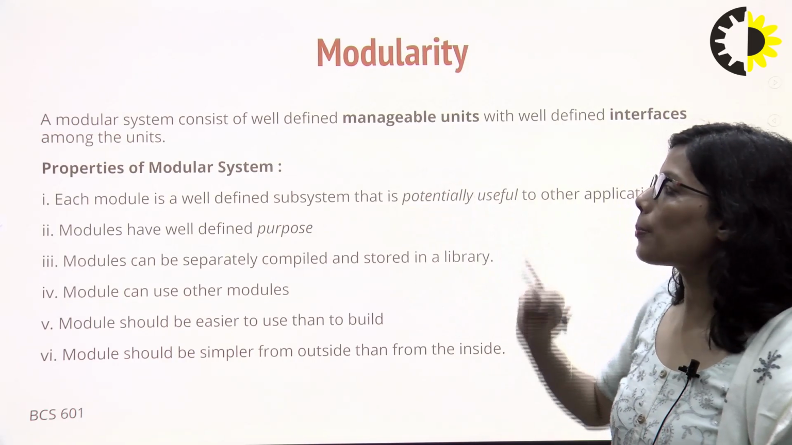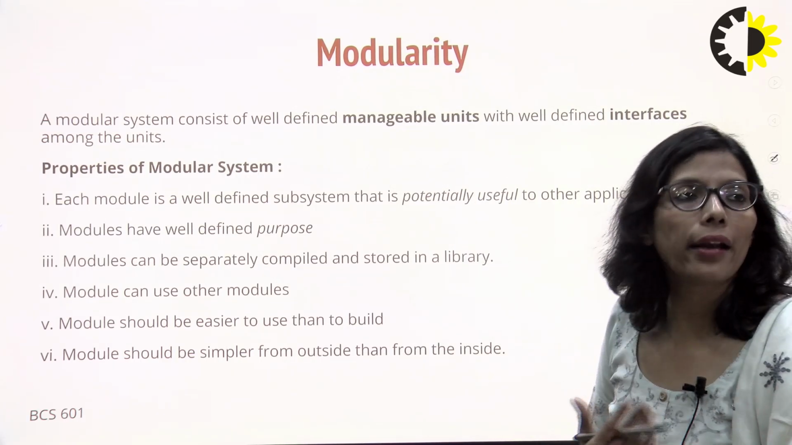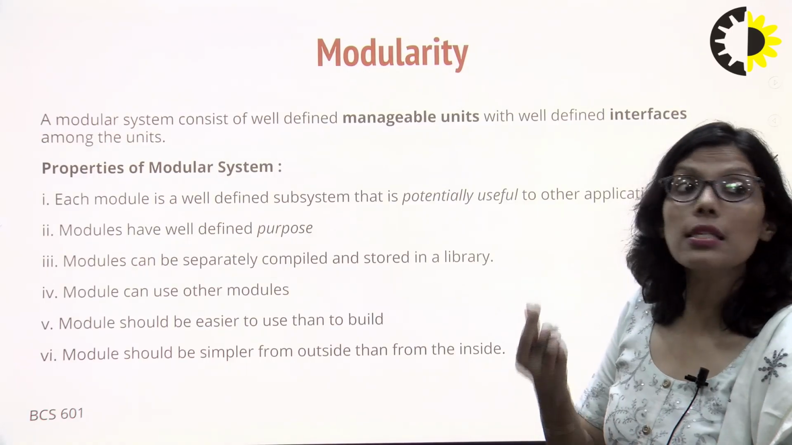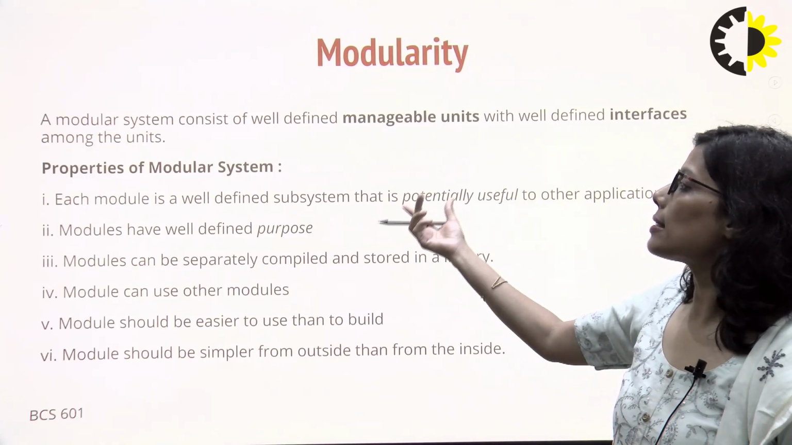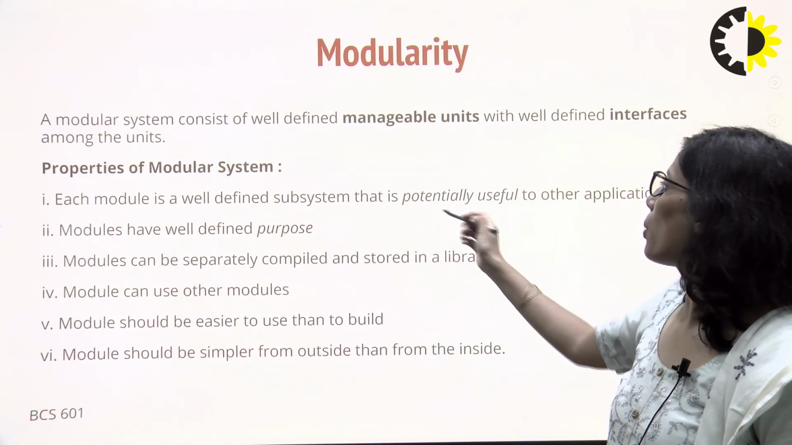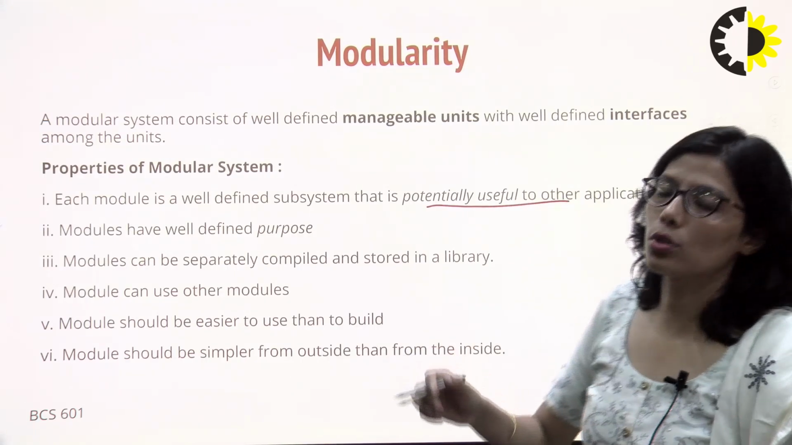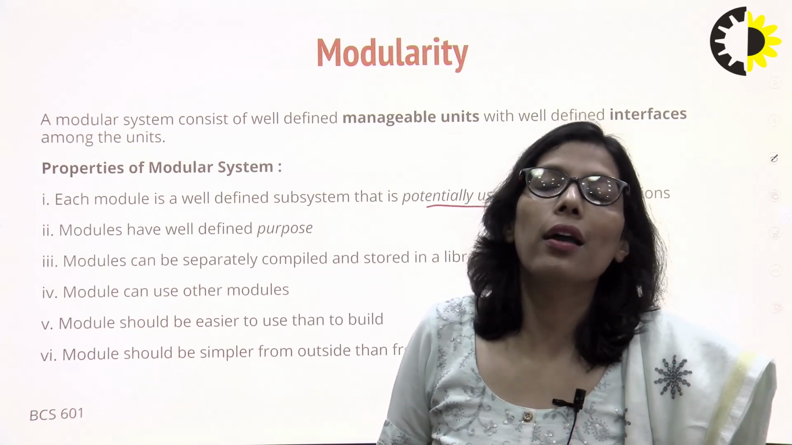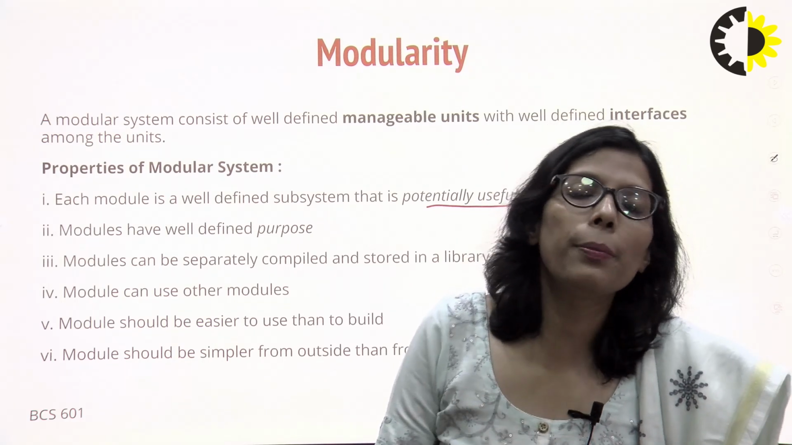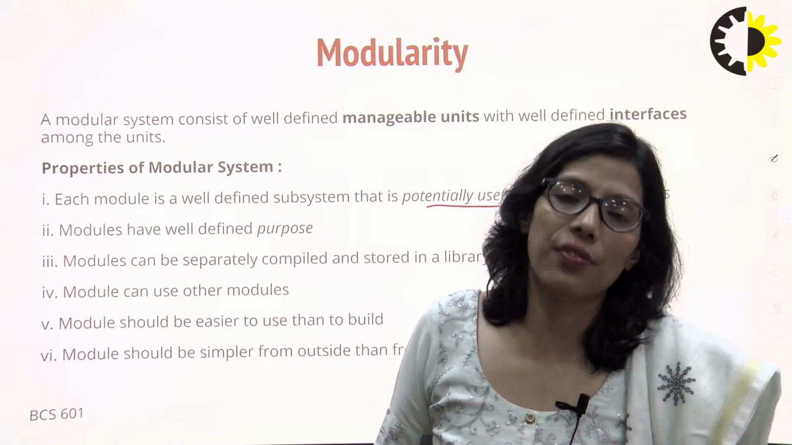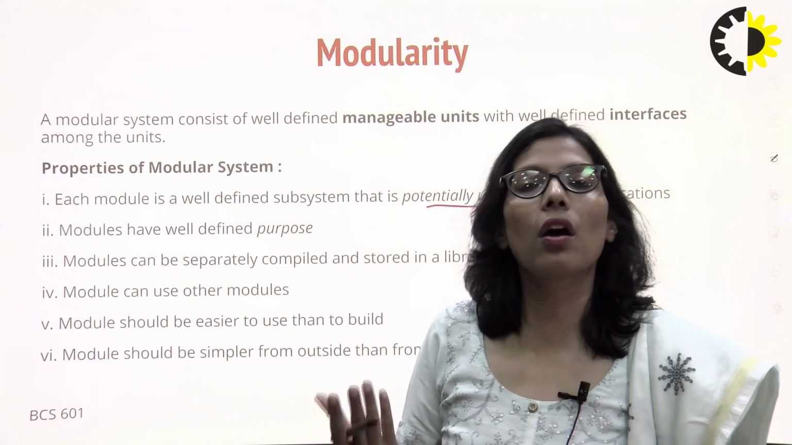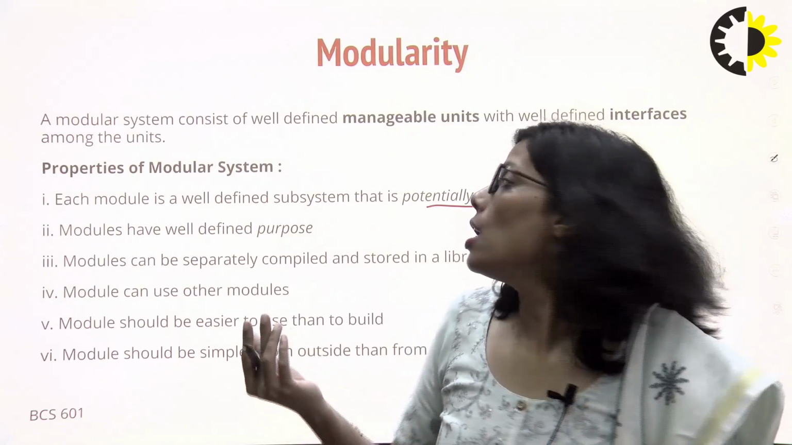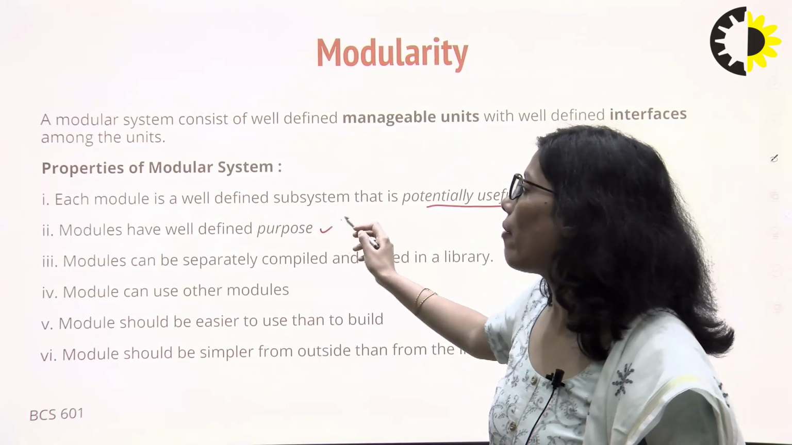Now, as part of the properties of a modular system, how can we identify a modular system? The first is that a module is a well-defined subsystem which is potentially useful to other applications. So, when we are forming a module, we should be able to convince ourselves that the module will be used by other modules as well. We cannot make a module which is not used by anybody, right? That's simple.